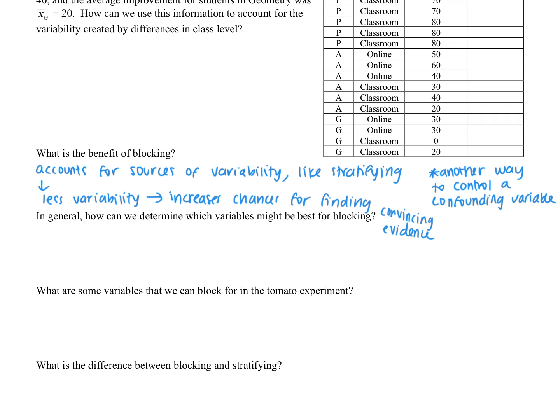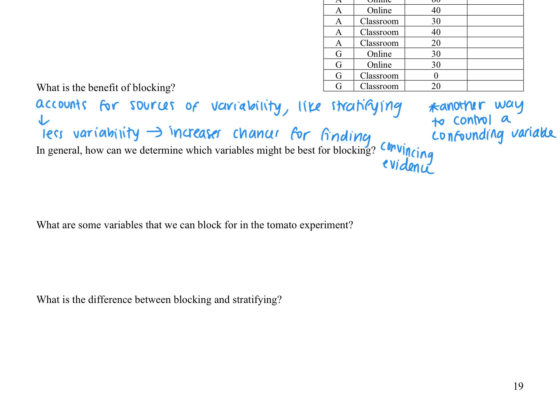We're going to write down 2 more questions and then we'll take a break. In general, how do we determine which variable is best for blocking? Same way we did with stratifying. We are going to choose a variable that is strongly related, or the best predictor, strongly related with the response variable.